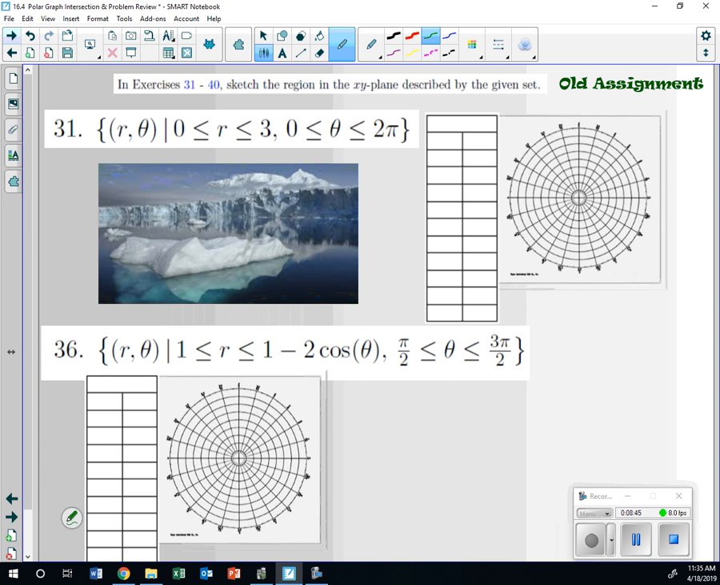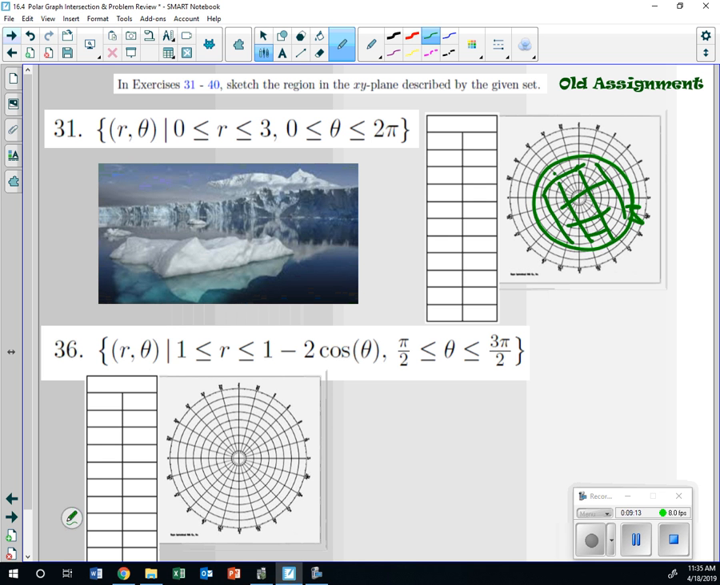Then go to the other part that we had, which was sketching from what we call set builder notation. Set of all r theta. R is between 0 and 3. Theta is between 0 and 2 pi. So we have a circle of radius 3. Okay? And if theta is between 0 and 2 pi, you're just going to fill all of this in.